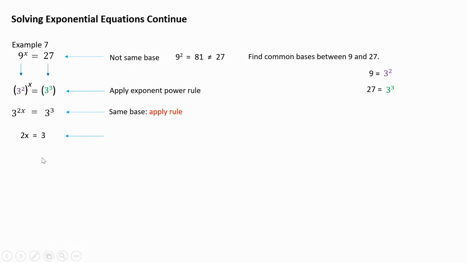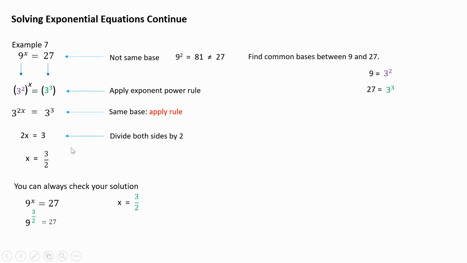So we divide both sides by 2, I'm sorry, so x equals 3 over 2. And again, you can always check your solution. So let's plug in 3 over 2 for the x's. And 9 to the 3 over 2 power equals 27. So again, this solution checks out.